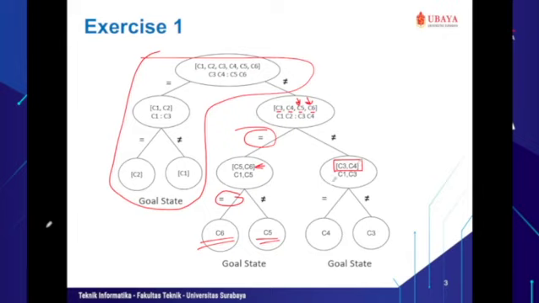So in this case, we can compare C1 with C3. If the combination of C1 and C3 has the same weight, then we know that C4 is the fake coin. However, if the comparison between C1 and C3 does not weigh the same, then we can be sure that C3 is the fake coin. So this is the solution for exercise 1.